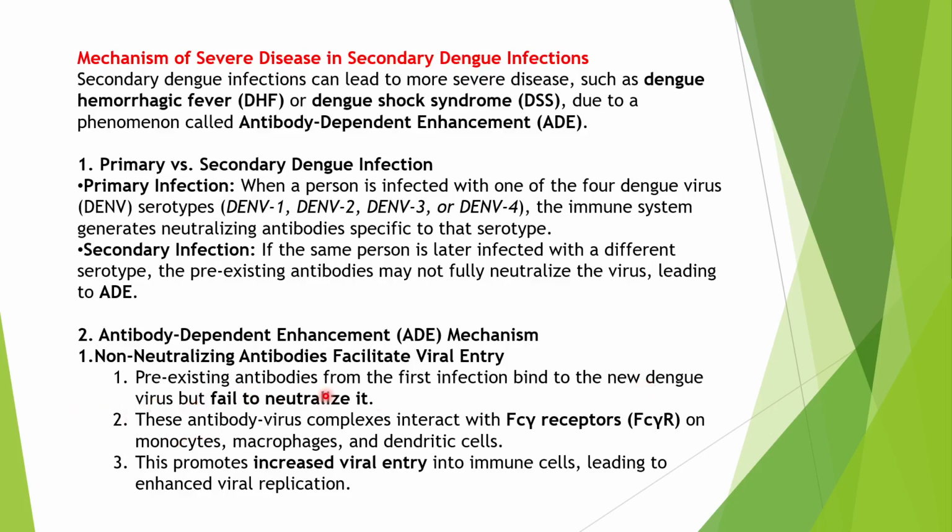So pre-existing antibodies from the first infection bind to the new dengue virus, but they fail to neutralize it because it's of a different serotype and they're not entirely complementary. Even though it is of a similar type, they cannot completely neutralize it. These antibody-virus complexes then bind to Fc receptors on monocytes, macrophages and dendritic cells. This promotes increased viral entry into the immune cell, leading to enhanced viral replication.